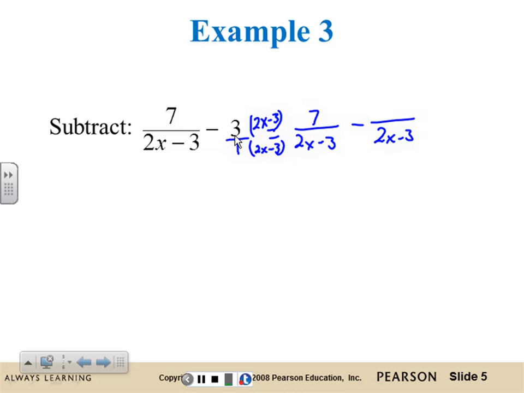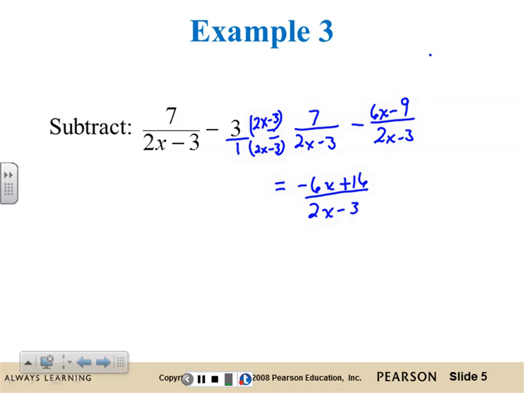So on top, I'm going to do the distributive property. 3 times 2x is going to be 6x, and 3 times negative 3 is going to be negative 9. And then, of course, 1 times that denominator is the 2x minus 3. Okay, so now that I have common denominators, I'm ready to combine the tops. Remember, like terms. And remember, this negative goes here and here. So I have a negative 6x. And then I have 7 minus a negative 9. So those double negatives are going to go to plus. So I actually have 7 plus 9, which is going to be a plus 16, over the common denominator of 2x minus 3.